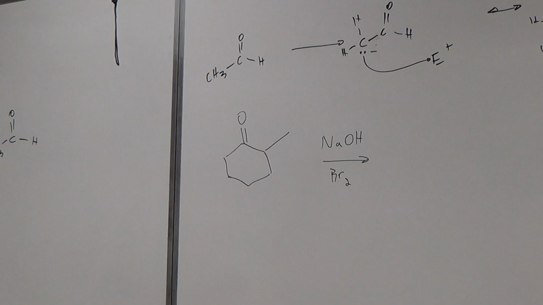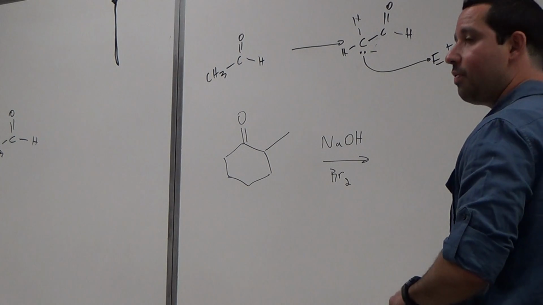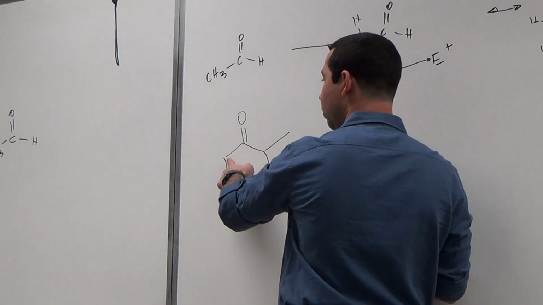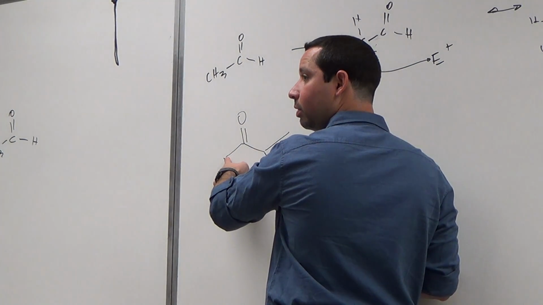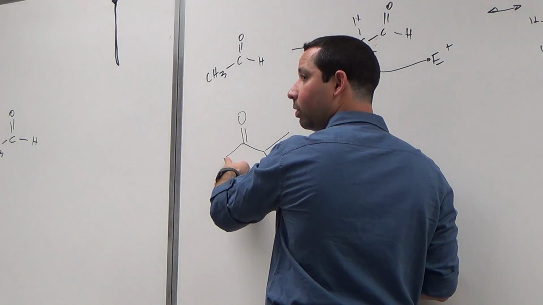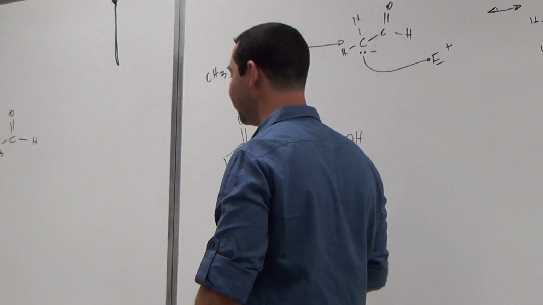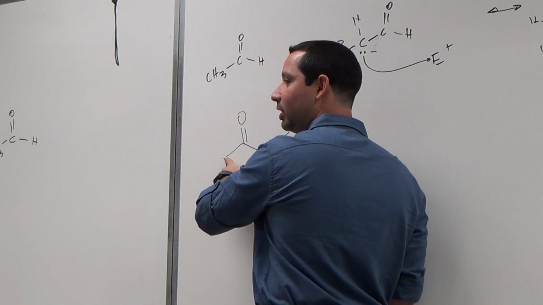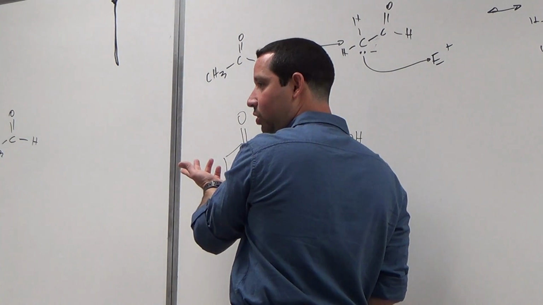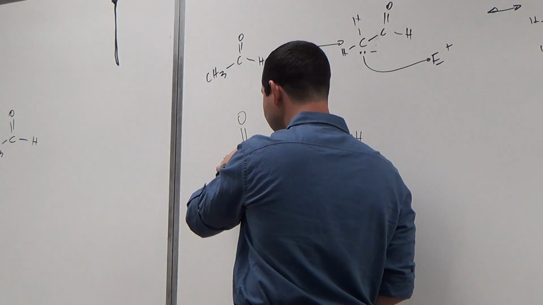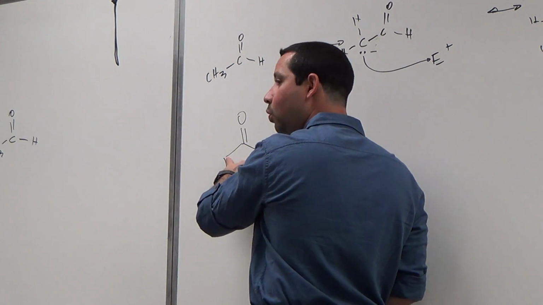Okay, guys, what do we do first? We look at the alpha protons, yes? Does this have alpha protons here? Yes. How many hydrogens does this thing have? Two. Those are alpha, yes? Alpha is the carbon next to this, the two alpha protons.